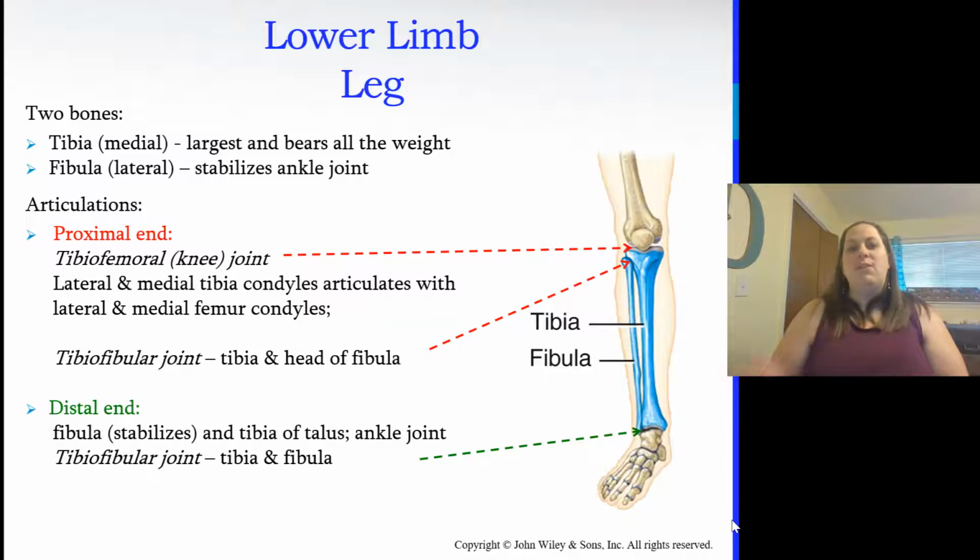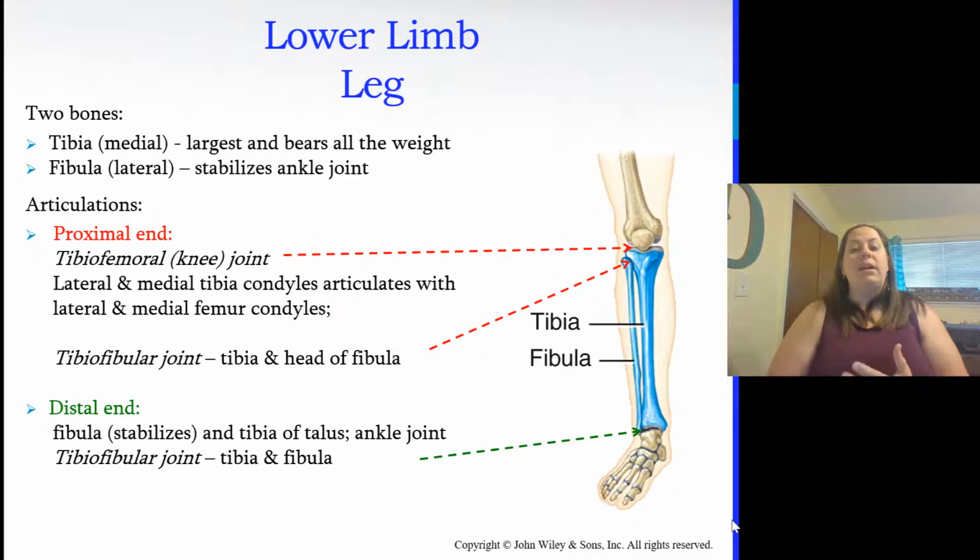Now, the two bones of the lower limb are going to be the tibia and the fibula. Now, the tibia is going to be the more medial bone, so it's going to be towards the inside, and it's the larger of the two bones, which means it's going to bear all of the weight. The fibula, on the other hand, is more lateral, and it's just there to stabilize the ankle joint.